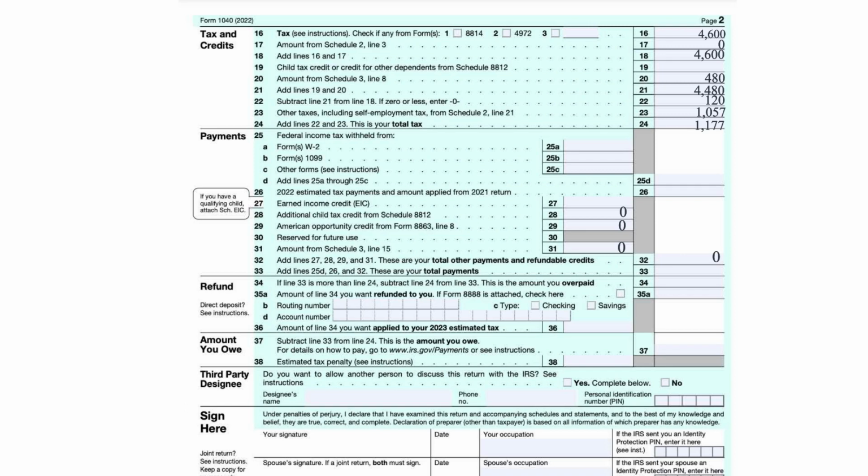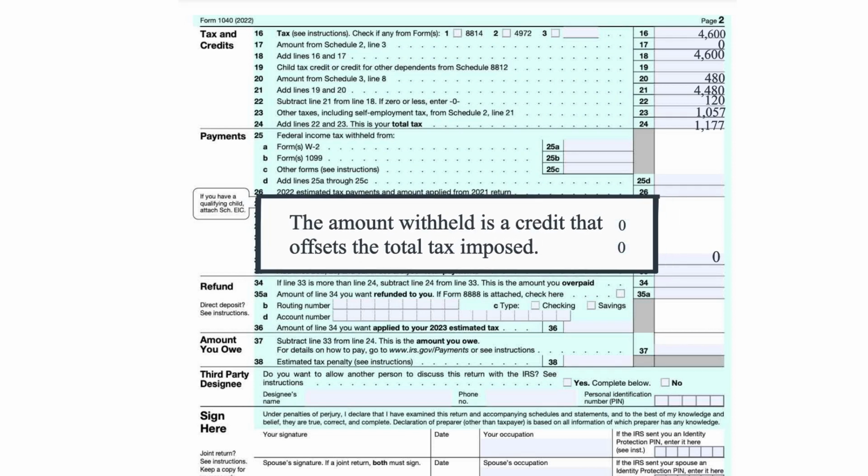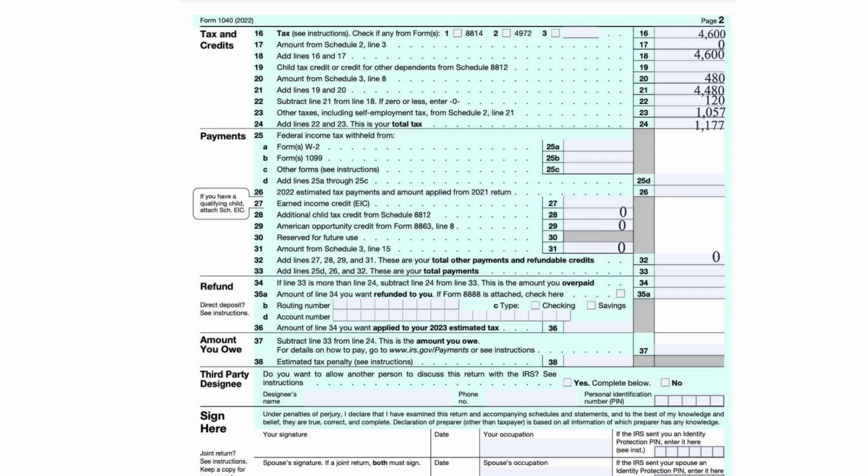Form 1040, line 25A through 25D, federal income tax withheld from either A, Forms W-2, B, Forms 1099, C, other forms, and D is an add line for 25A through 25C. The taxpayer's federal income tax withheld from Form W-2, Form 1099, and other forms is entered here. It may include backup withholdings and special refunds of Social Security tax. The amount withheld is a credit that offsets the total tax imposed. Line 25D is a total line.